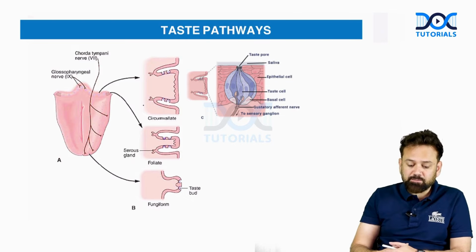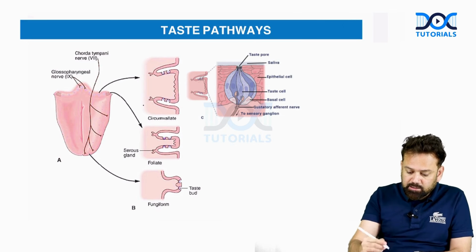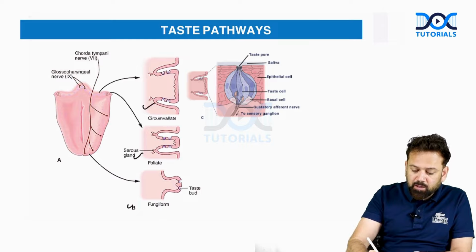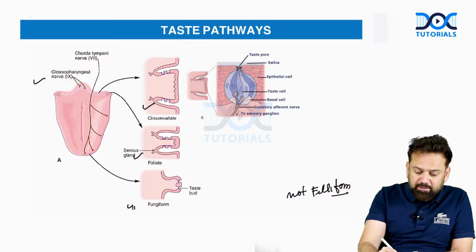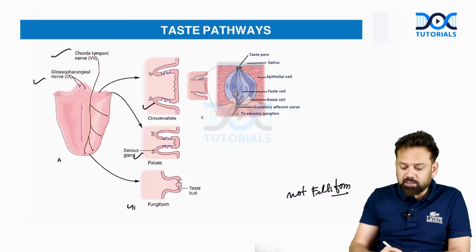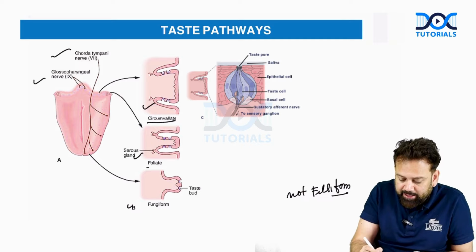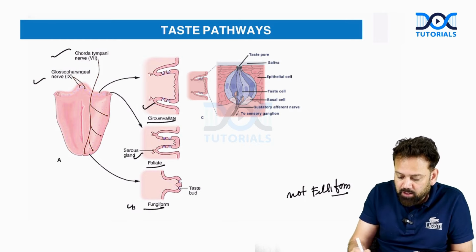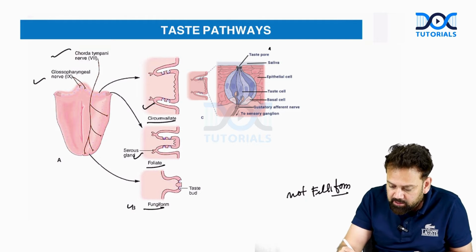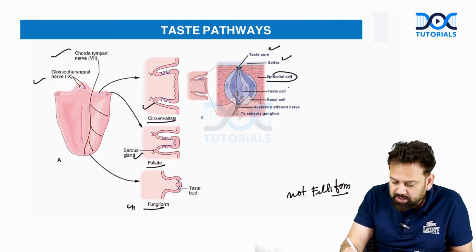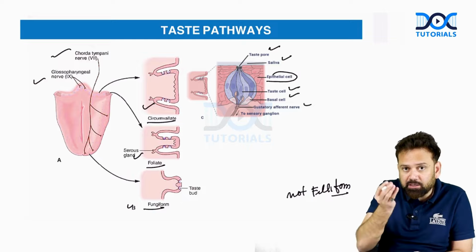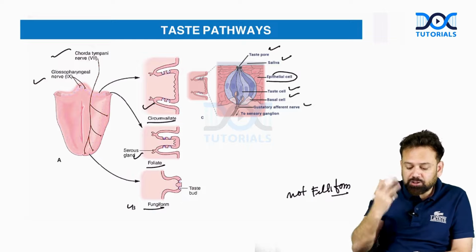Now coming to the taste. Taste buds are in the circumvallate, foliate, fungiform, but not on filiform. This was a question. Nerve supply is the ninth cranial nerve and seventh cranial nerve, and these are circumvallate, foliate, and fungiform, not filiform. These are the taste pore in the saliva. These are the epithelial cells. These are called as taste cell, basal cell, and this is gustatory afferent nerve, which will take the taste.